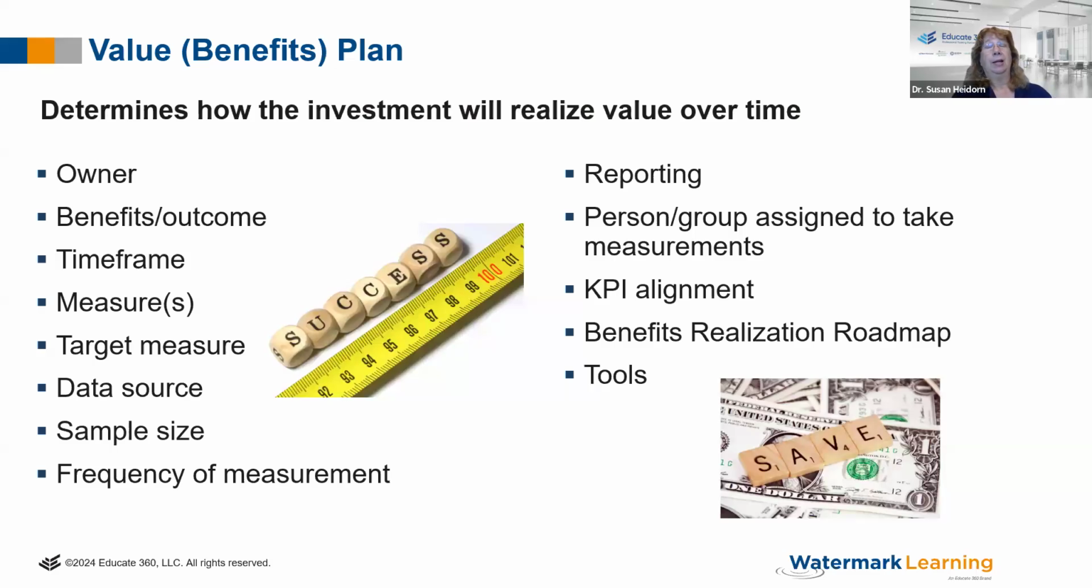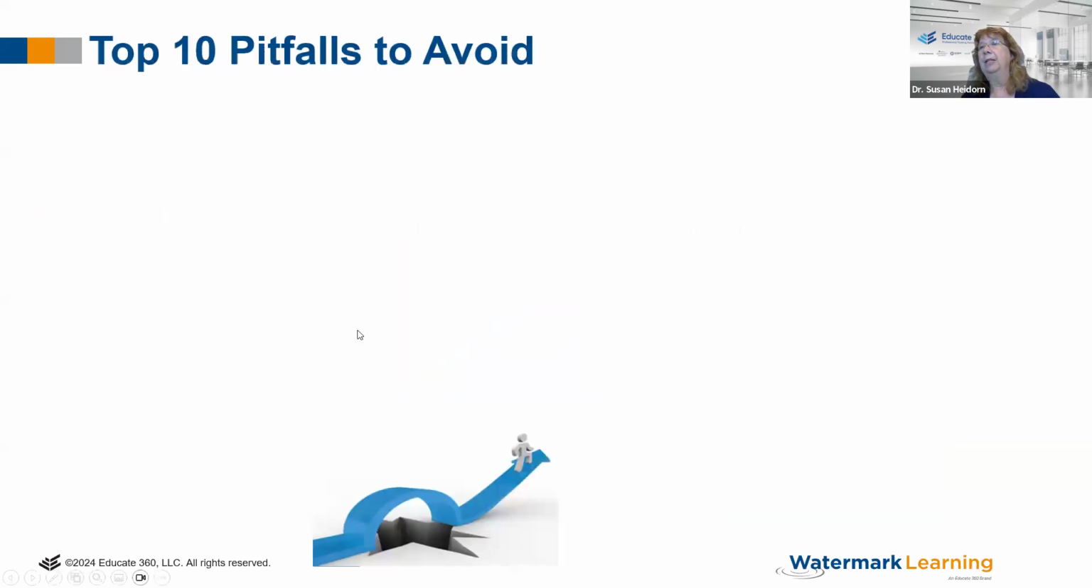There might be some KPI alignment here. There may or may not. That might be iffy. You might also have a benefits realization roadmap. When do we anticipate those benefits? And it's like, okay, this quarter we anticipate this, next quarter we anticipate that. And certainly look at any tools you need to bring in to measure that. So that's that value plan.